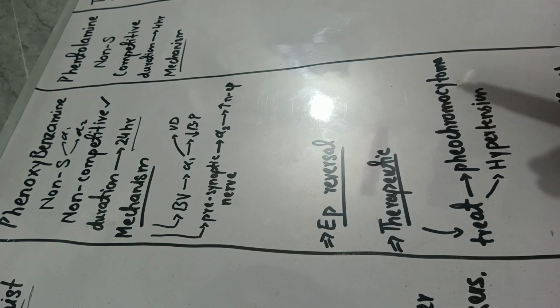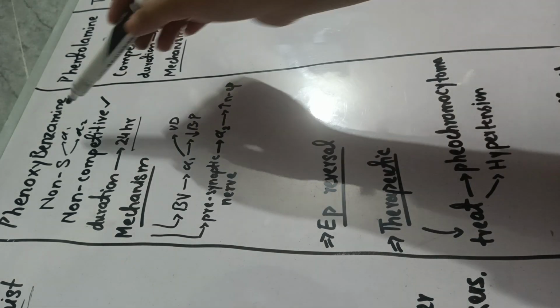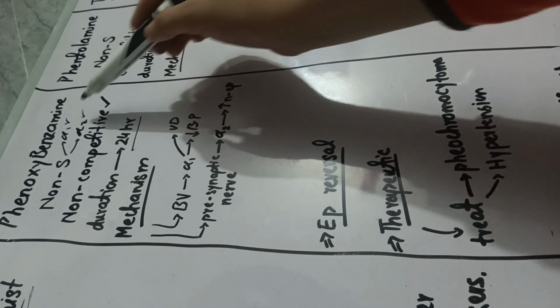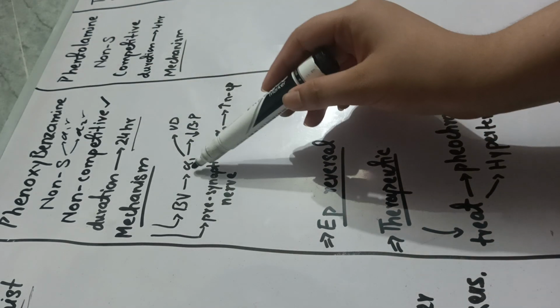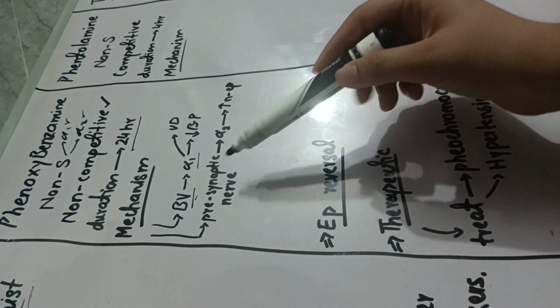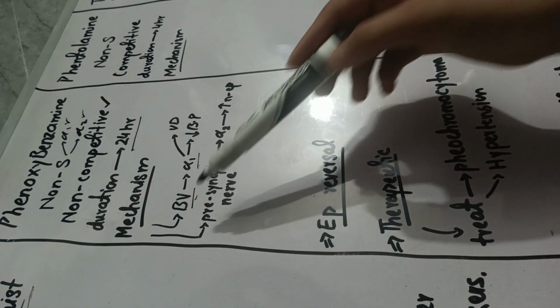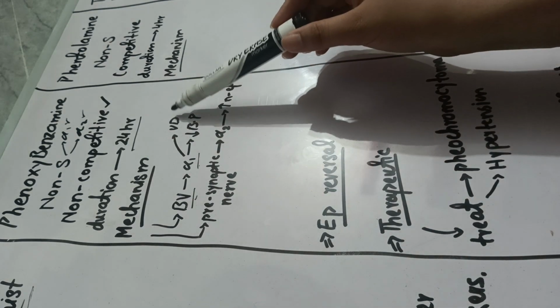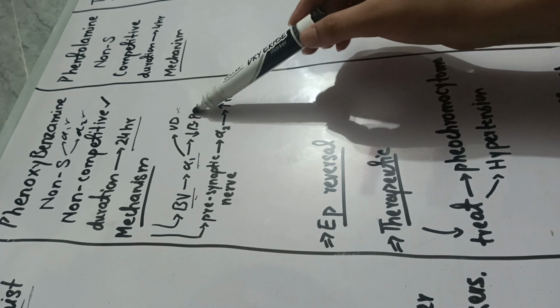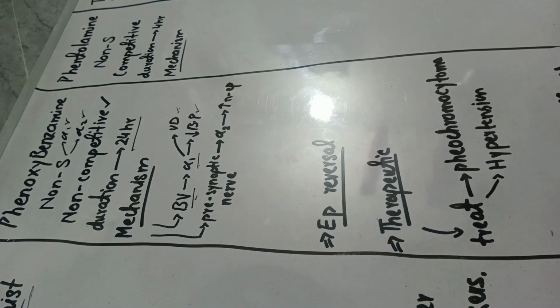Now let's discuss their mechanism. As I have written, they can bind with alpha 1 as well as alpha 2. First of all, alpha 1 receptors are present on the smooth muscles of blood vessels, so they will bind with them, causing vasodilation, and due to vasodilation the blood pressure decreases.